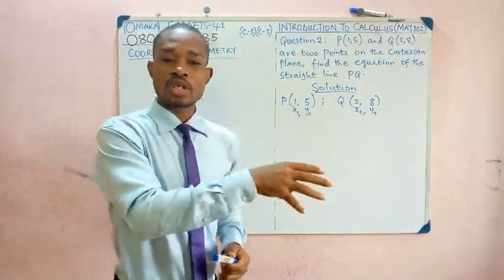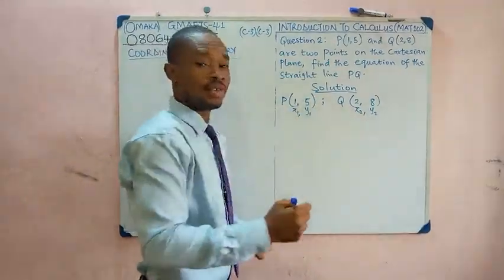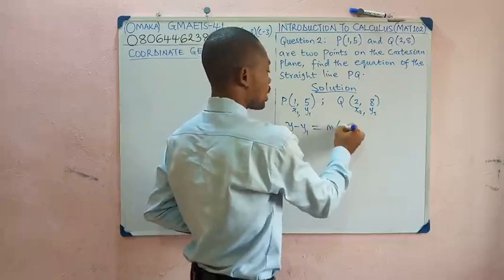You know the equation of a straight line PQ given 2 points, alright? The line joining these 2 points is obtained from y minus y1 equal to m times (x minus x1).